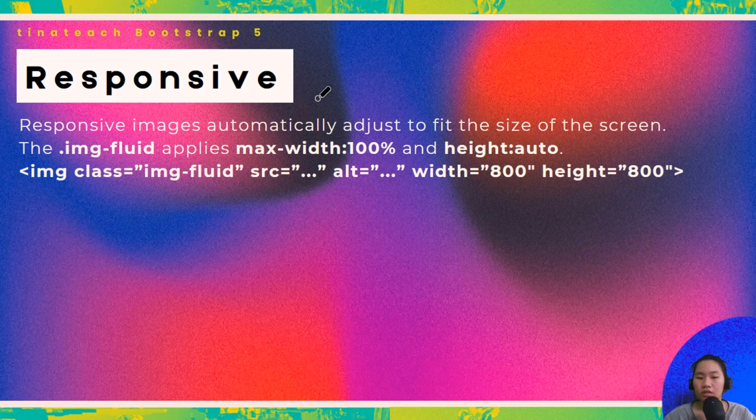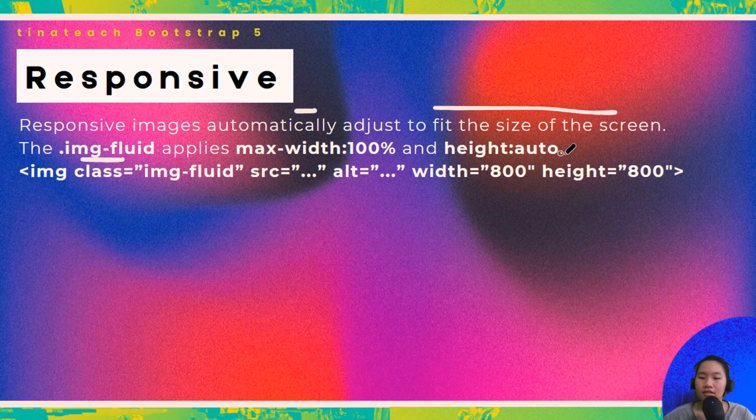Lastly, responsivity. Responsive images automatically adjust to fit the size of the screen, and Bootstrap does that by using the img-fluid class. This applies max-width 100%, so this would take as much space as is available.